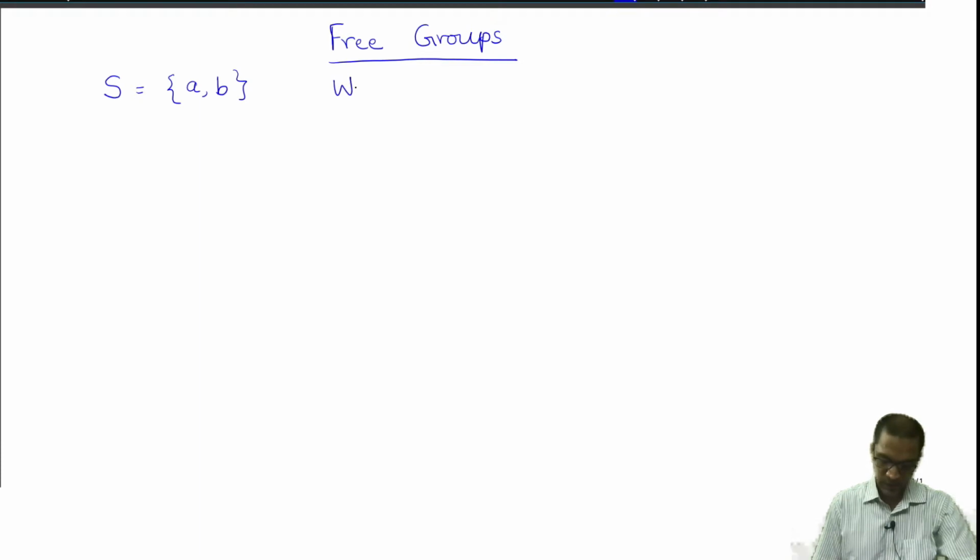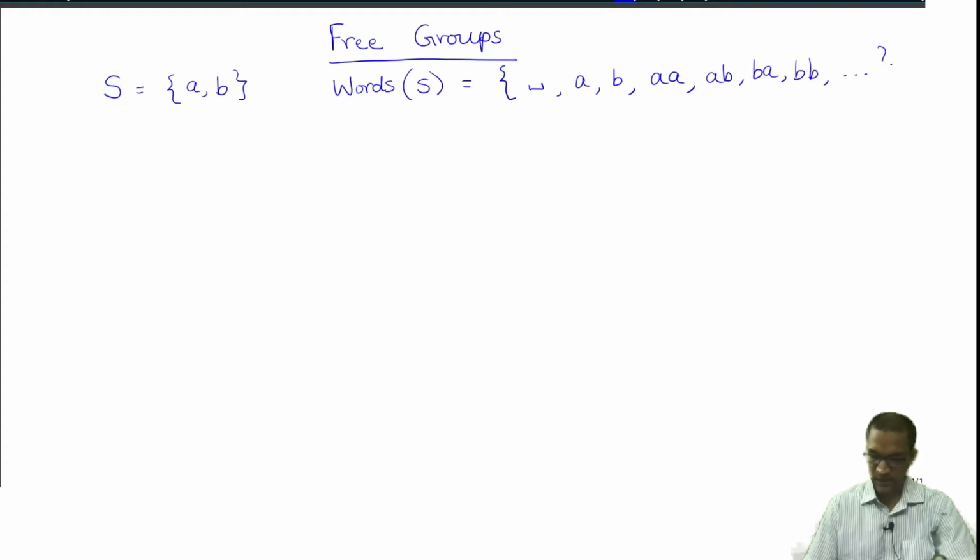So we said let's look at words of S, which is just the set of all words formed using these two alphabets, and these look like this. There's the empty word, there's words of length 1, words of length 2, and so on. So it's an infinite set, and the important property was that this set had an associative operation, which we called concatenation of words, or putting two words together. So this operation was associative.